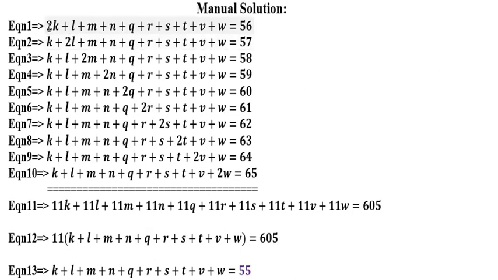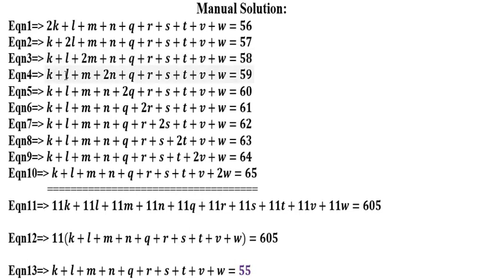Equation number 1: 2K + L + M + N + Q + R + S + T + V + W = 56. Notice there are 10 variables here. Then K + 2L + M + N + Q + R + S + T + V + W = 57. Then K + L + 2M + N + Q + R + S + T + V + W = 58.